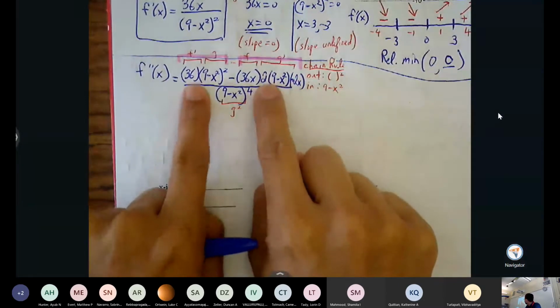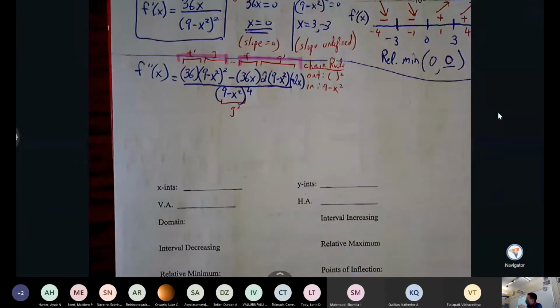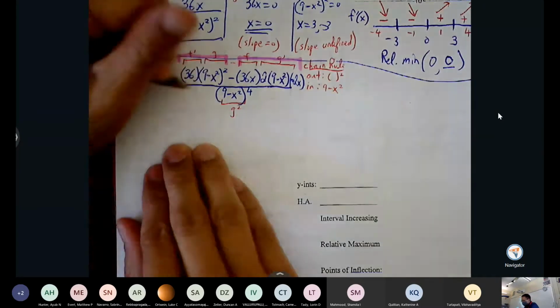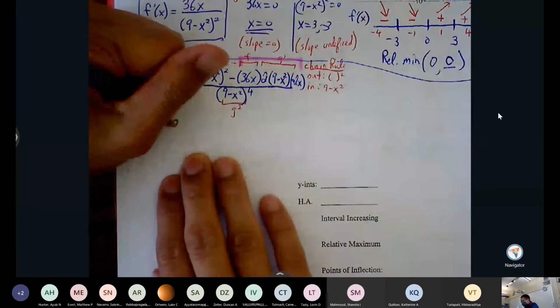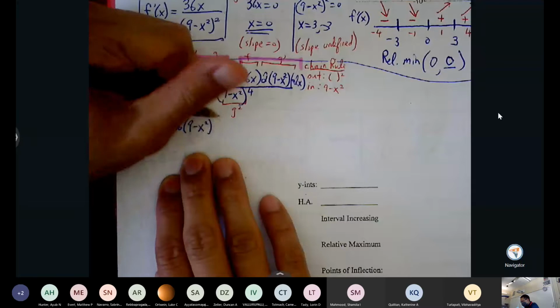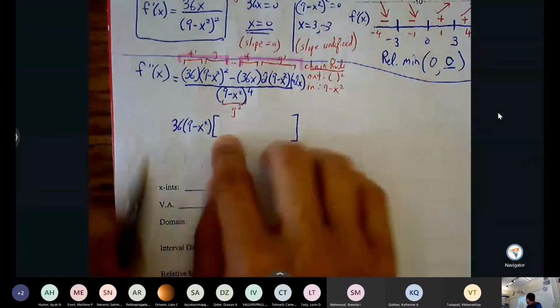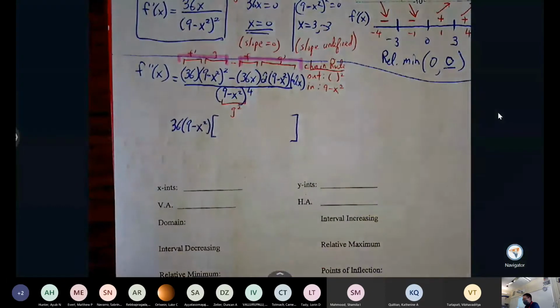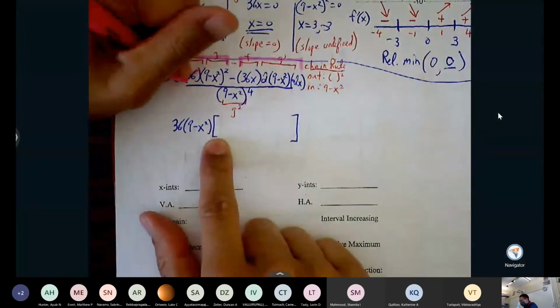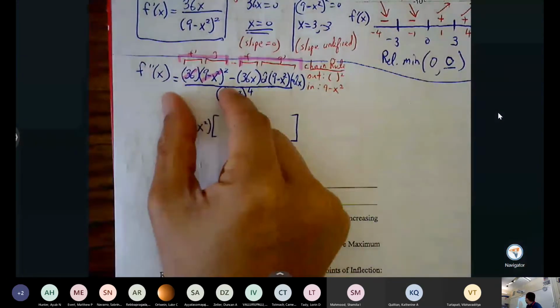Good. What else is shared between these two terms? 36. So I can take a 36 and a 9 minus x squared from both terms, and that will allow me to condense my factoring and speed up my factoring process. So I'm going to take my common terms out, and then my leftover is going to go in its own set of brackets. So let's say I took a 36 and one of the 9 minus x squared out. What am I left with?